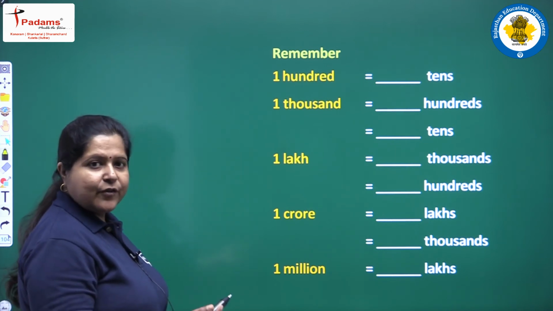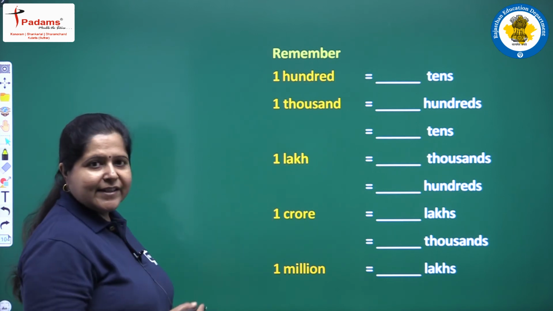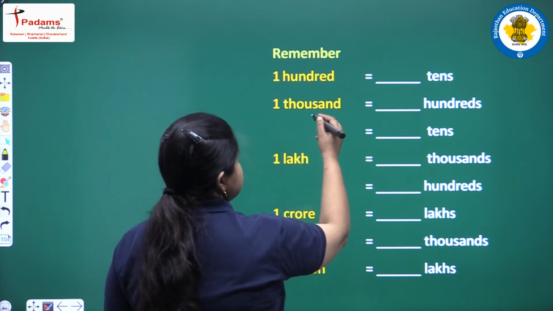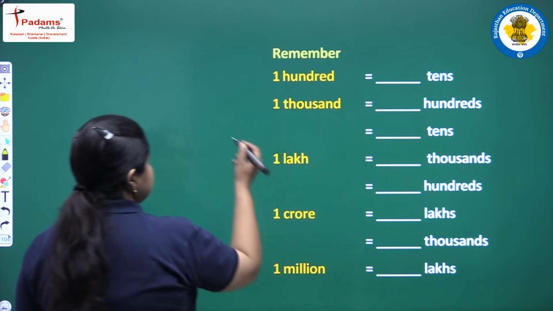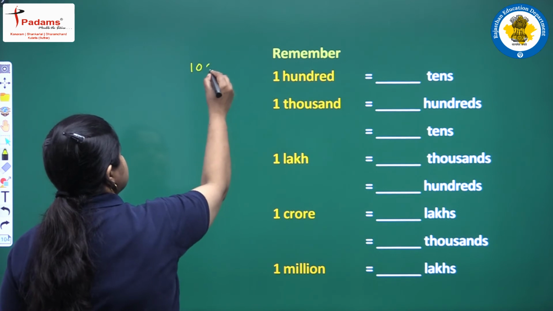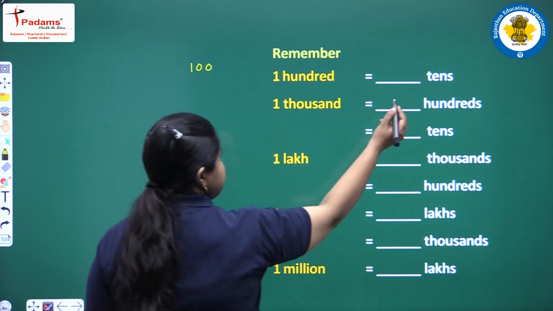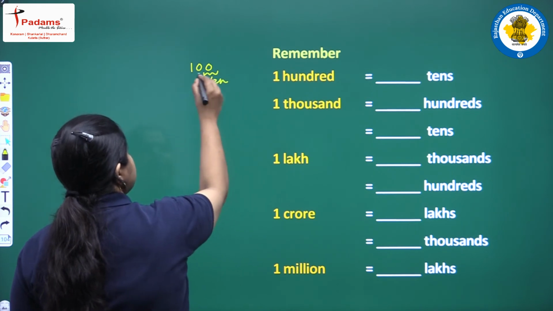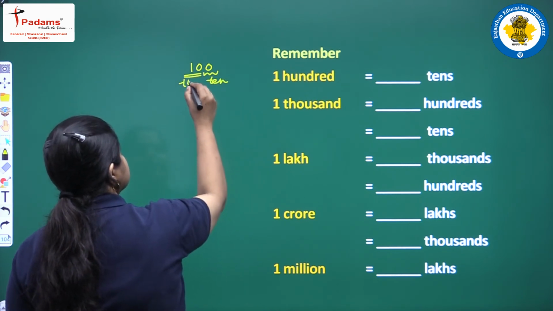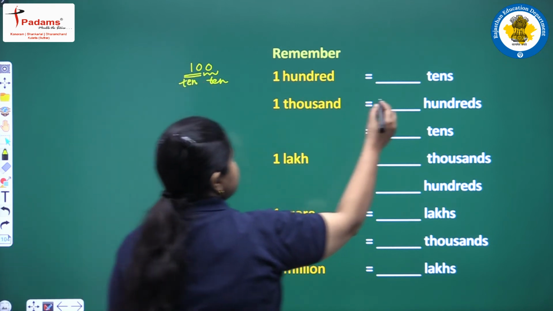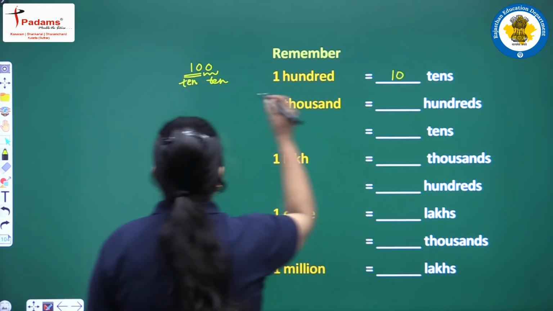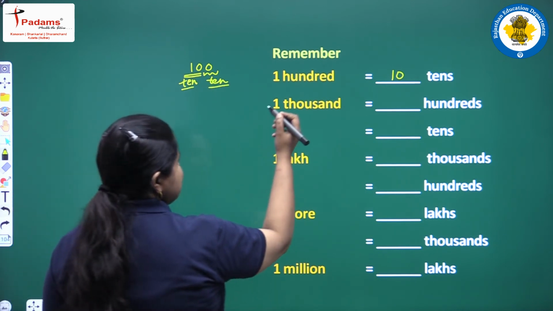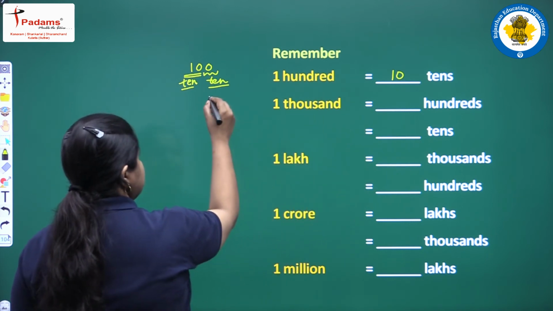Now we will use this information and establish the relation between the various place values. We have 100 equal to how many tens? We know 100 has 2 zeros and this 10 has 1 zero. So this 1 zero is for tens, remaining is again a 10. So we write here 10 tens. Okay. Then we have the relation between 1000 and hundreds. Let us write 1000.